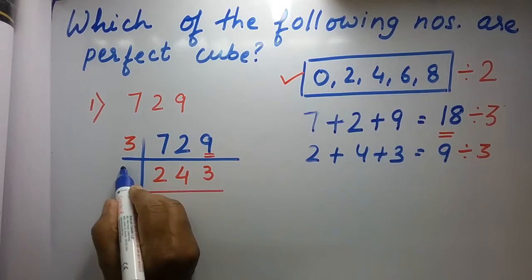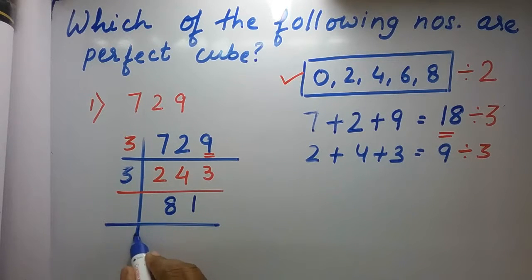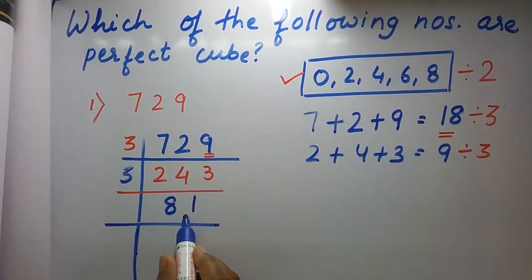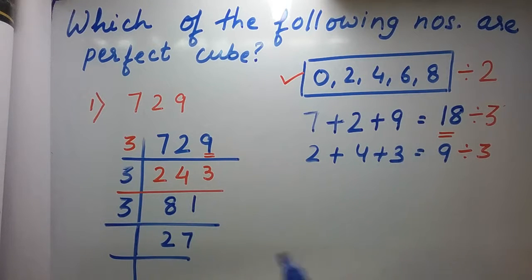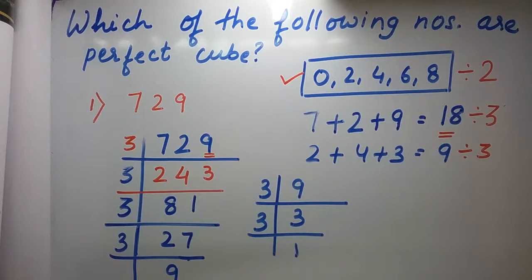So divide it. 3 8s are 24, 3 1s are 3. We get 81, and 8 plus 1 is 9. 9 comes in the 3 table, so this is again divisible by 3. 3 2s are 6, 3 7s are 21. If you can't do it directly, do the division how I taught you and find the answer. 3 9s are 27. 3 3s are 9, 3 1s are 3.